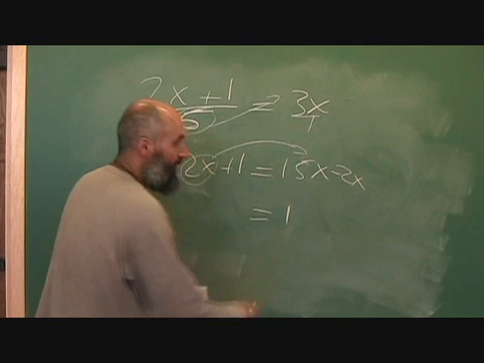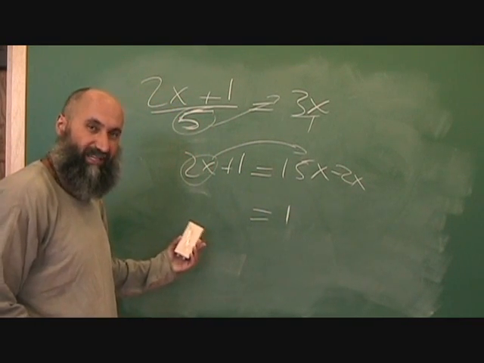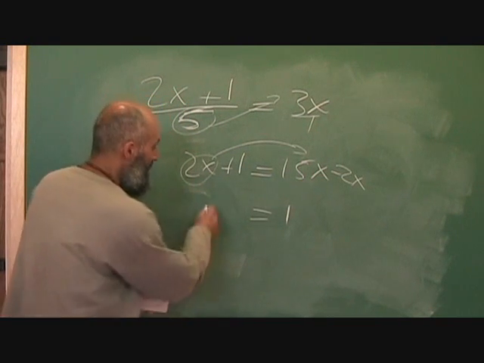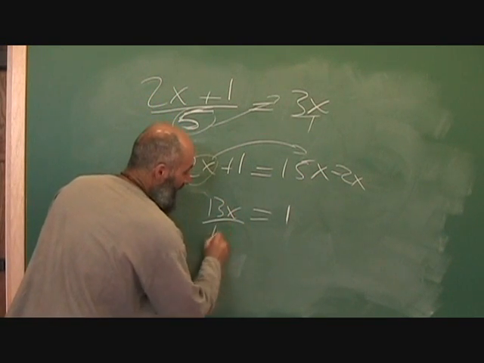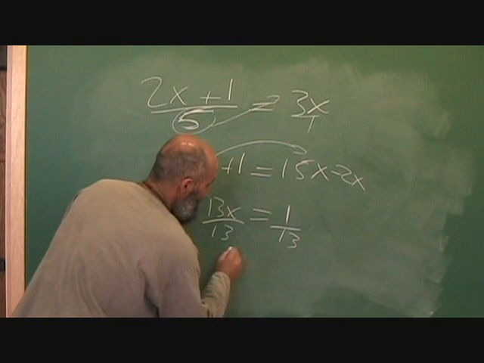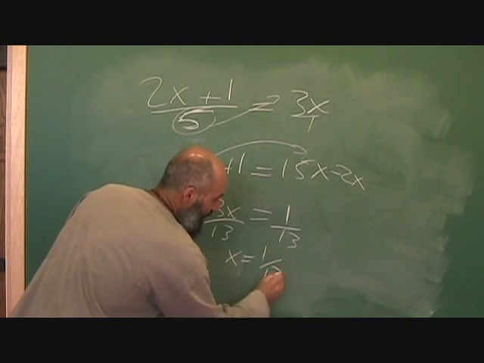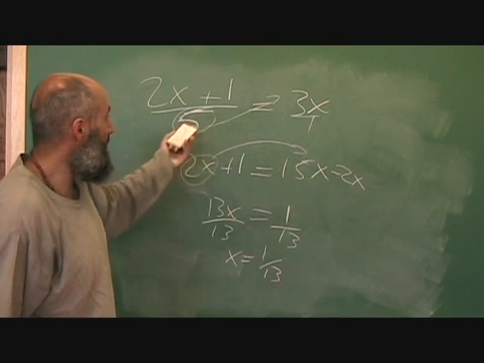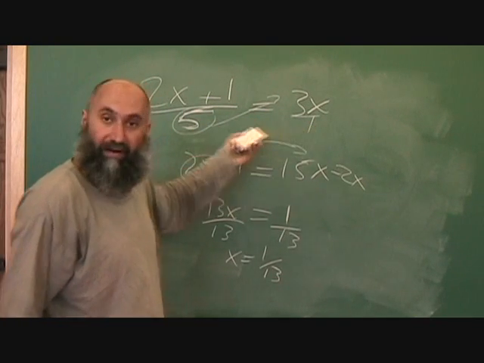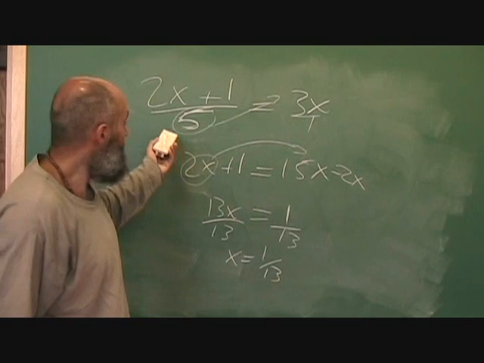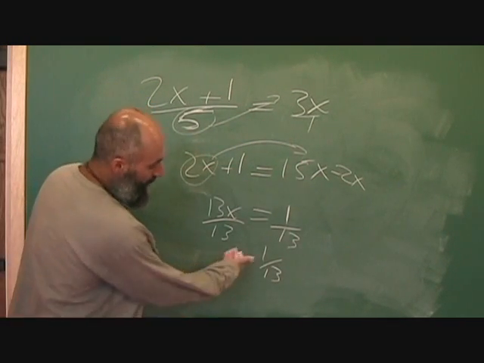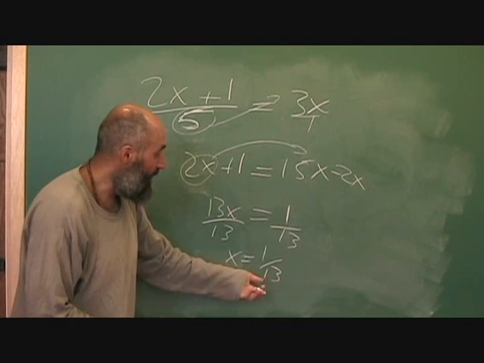I'm going to put the 1 here because I'd like all my variables to be on the left side, and that's, I think, the norm. So 15x minus 2x is going to be 13x. And then divide by 13. So x is equal to 1 over 13, right? No restrictions in this equation because there are no variables in the denominator. If there are no variables in the denominator, you don't have any restrictions. So your solution for this would be x is equal to 1 over 13.